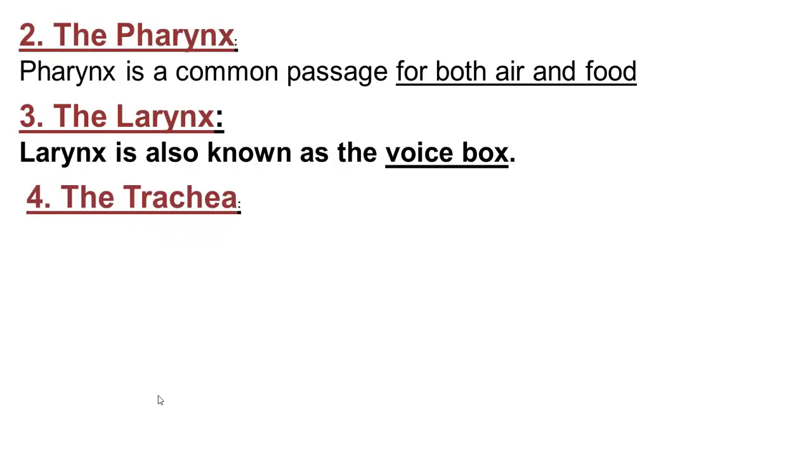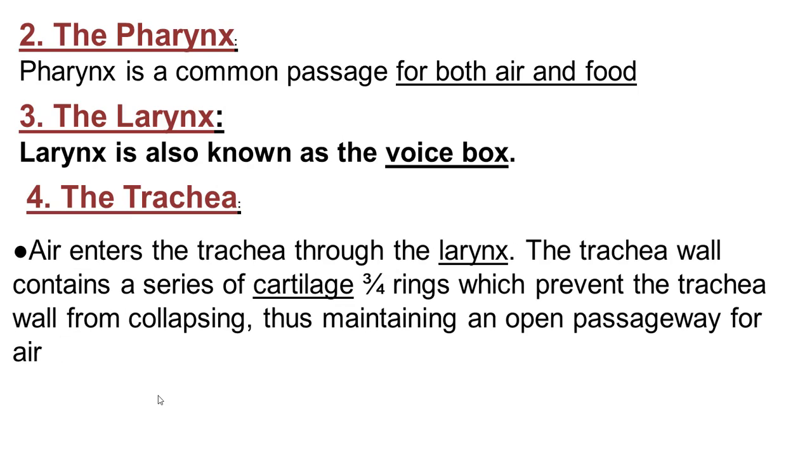Number two, the pharynx. The pharynx, as we said before, is a common path between the digestive system and the respiratory system. The larynx is known as the voice box because it consists of vocal cords. Vocal cords produce sound by vibration. Trachea is the tube that follows the larynx. This is the tube from where the air can enter the trachea, from the larynx.